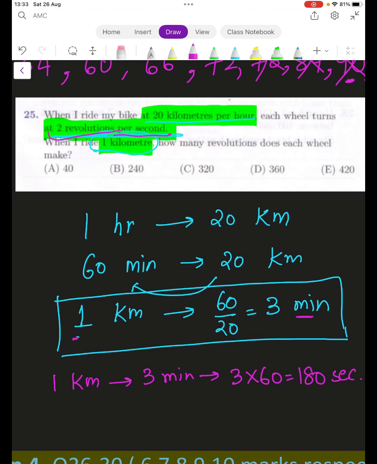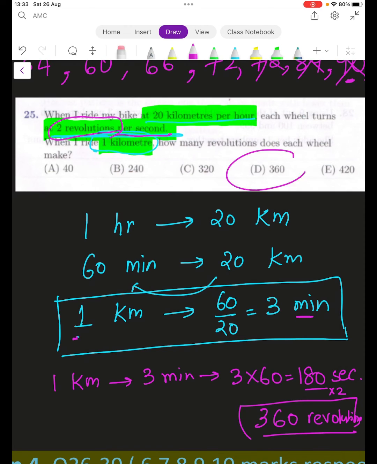So in 180 seconds we can travel 1 kilometer, and each second, each wheel turns 2 times, 2 revolutions. So in 180 seconds, it will be 180 times 2. So it will be 360 revolutions. All right, and we have an answer here.